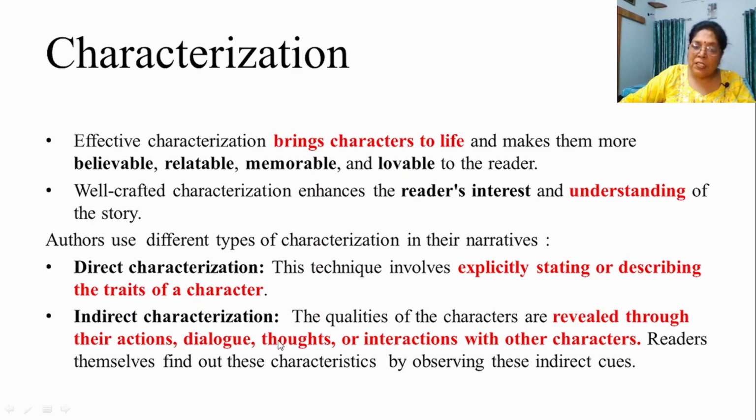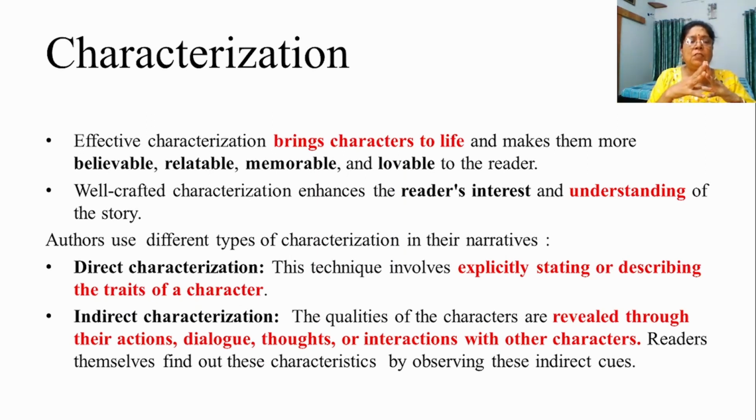What he is speaking, what he is thinking, what the characters are thinking, what characters are speaking, and how the characters are interacting with the other characters. Or when the reader observes all these things in a story, the reader himself realizes the characteristics of the character. It means the writer is not directly talking to the reader and telling about the characters, but the readers themselves try to understand them. So, this way of characterization is indirect characterization.